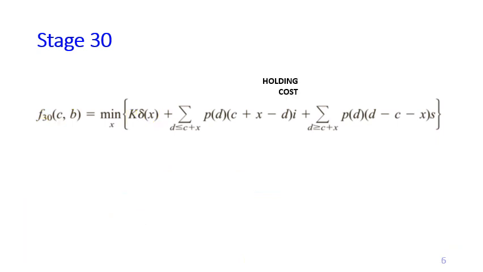In the previous slide, we formulated the transaction cost. So now let us talk about another type of cost, which is the holding cost. Holding cost occurs when you have remaining money in your store at the end of the day. For each dollar that you have in the store at the end of the day, there is a cost of I dollars.